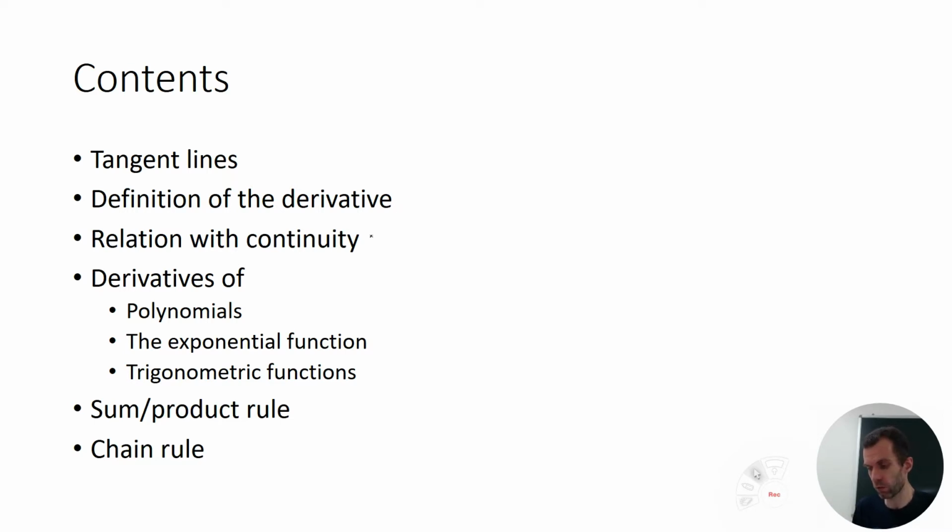And then we'll talk a little bit about the relation between functions being differentiable and continuous. And we'll finish off with a number of rules of thumb that you can use to compute derivatives of pretty much all of the functions that we've covered so far. So polynomials, exponentials and logarithms, trigonometric functions, and so on. And then last but not least, we'll have these two rules, which are quite general, which will allow you to differentiate combinations of already known functions.